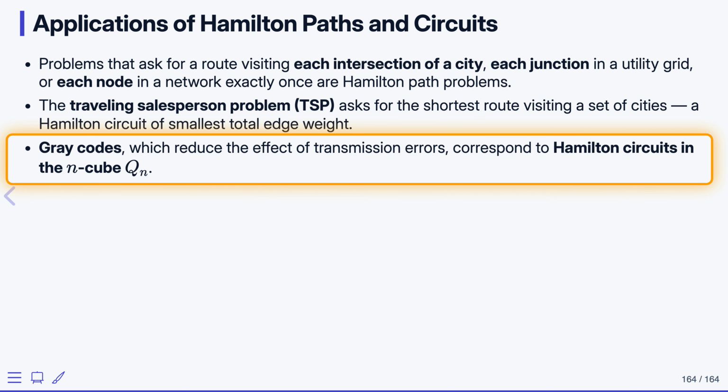And one more nice use. A Gray code is a way to list binary codes so that only one bit changes at each step. That helps reduce errors. Such a code is exactly a Hamilton circuit in the n-cube Qn, because in the n-cube an edge is a 1-bit change.